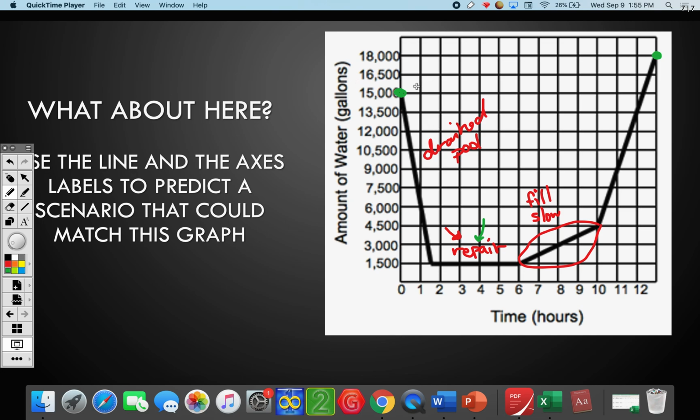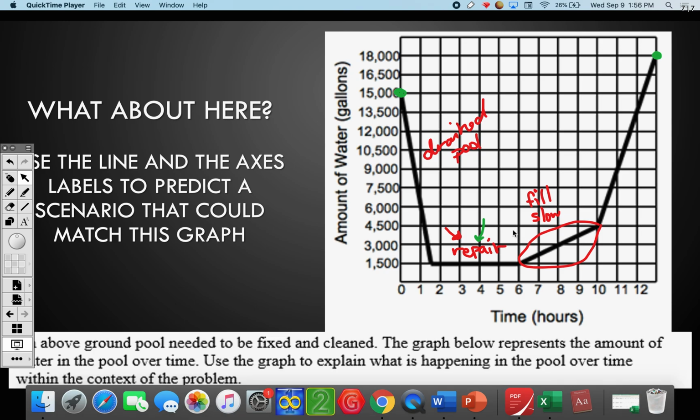And so it couldn't be filled up all the way. Or maybe it was a situation where they hadn't filled it up for a long time because there was damage to it. So I think that this is a repair, and that's what happens in this scenario. And sure enough, within the context of this problem, that is what happened.